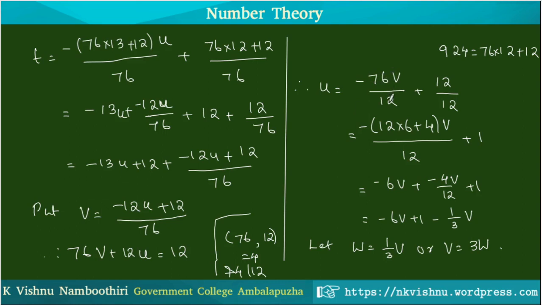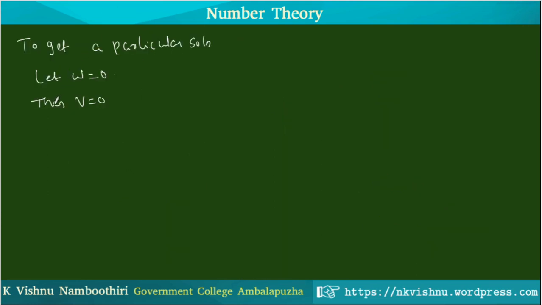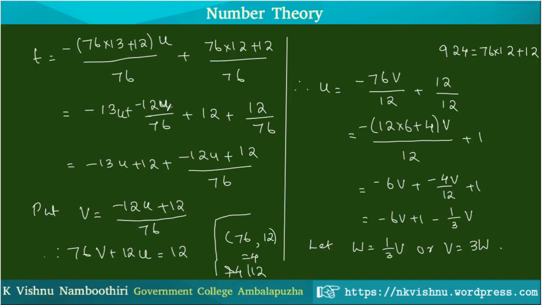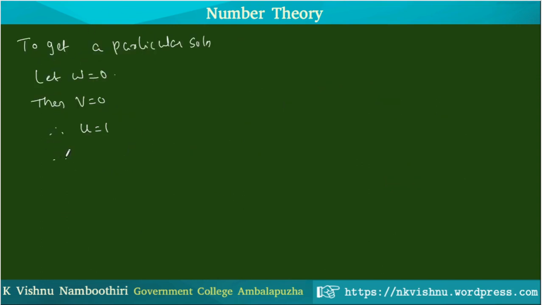So if you put the value of v in u, any expression we can use. If you put v equal to 0, minus 6v is 0, minus 1 by 3v is 0, therefore u is 1. Therefore u equal to 1. Now what about t? Now u is 1, t is therefore minus 13 plus 12, that is minus 1. So minus 12 plus 12 by 76, therefore t is equal to minus 1.